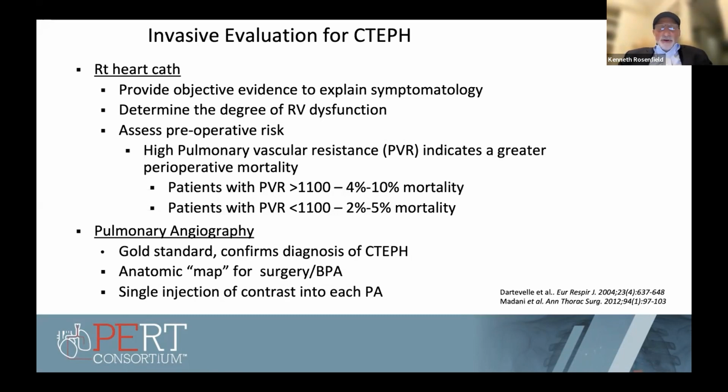It also gives you a risk adjuster for mortality if they go to the operating room, because if they have a PVR that's greater than 1100, their mortality is exorbitantly high, 5 to 10%. So that actually weighs into the decision-making about what to do. And at the same time as the right heart cath, you can do a PA-gram, which is the gold standard. It confirms the diagnosis of CTEPH and provides an anatomical map for the surgery or the BPA.